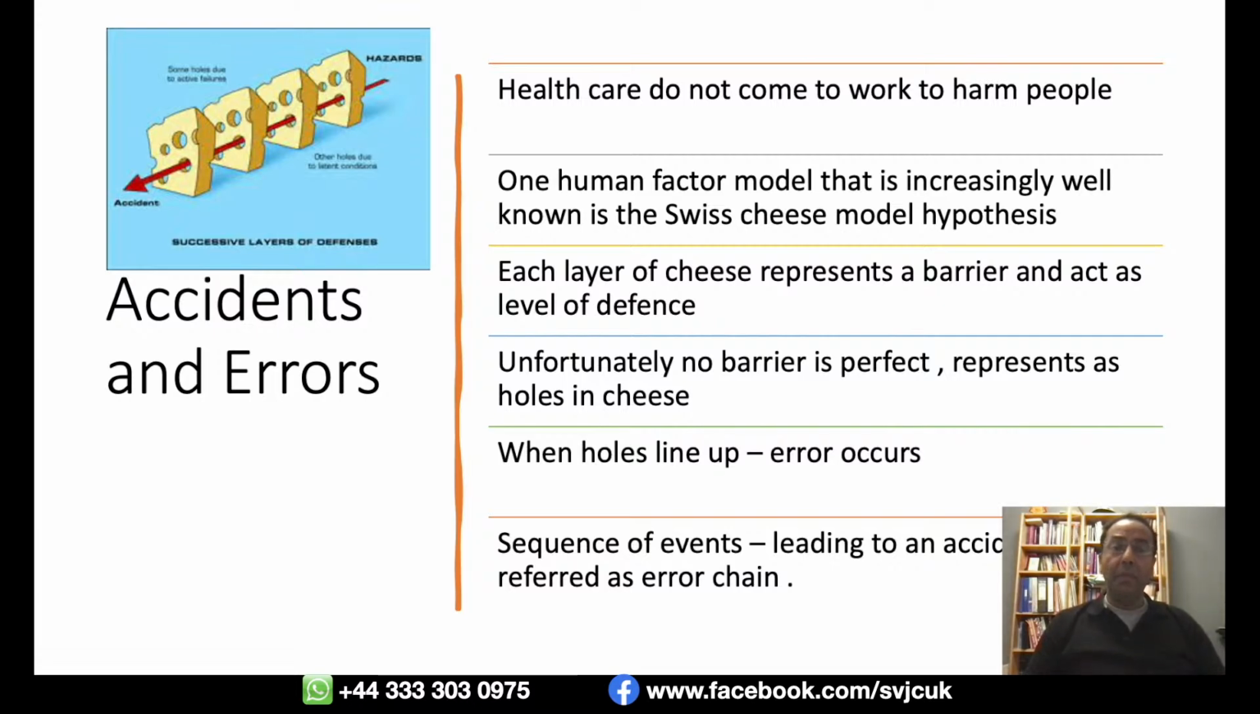Unfortunately, no barrier is perfect, and that represents a hole in the cheese. So when all the holes in the cheese layers line up, that's when errors occur. So it's quite important to look at an error like an error chain, because the holes will align, and that's when all the safety features are superseded and mistakes happen, and it can lead to patient harm.